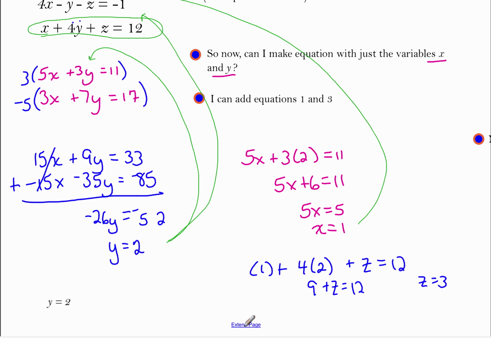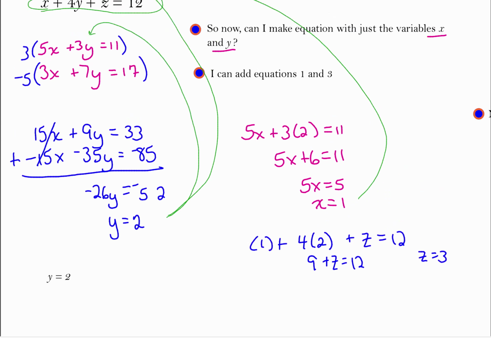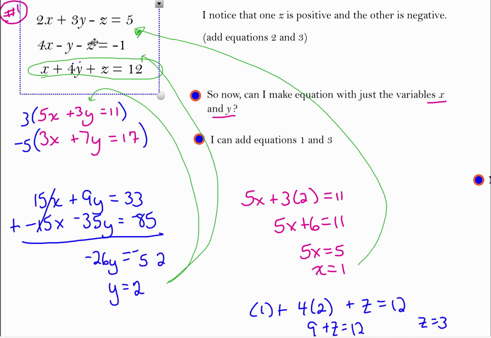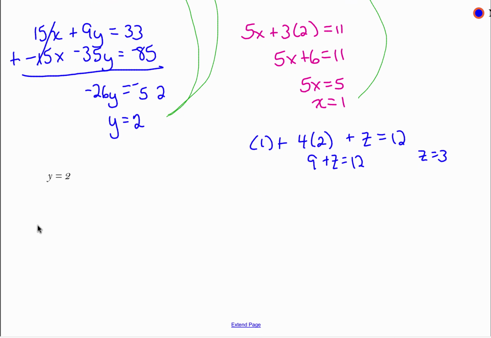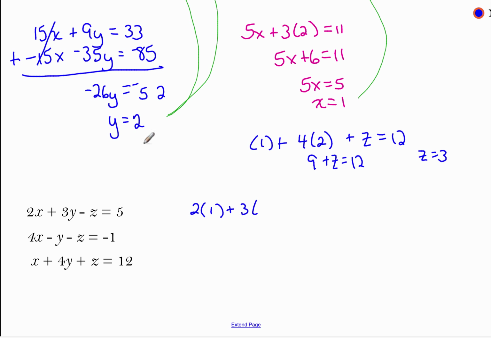All right, so I'm going to check all this. So let me come back up here. I'm going to grab the original equations. Put them down here. I'm going to check everything. All right. 2 times, well, I think x is 1, plus 3 times, well, I think y is 2, minus 3, does that get me 5? 2 plus 6 is 8. 8 minus 3 is 5.